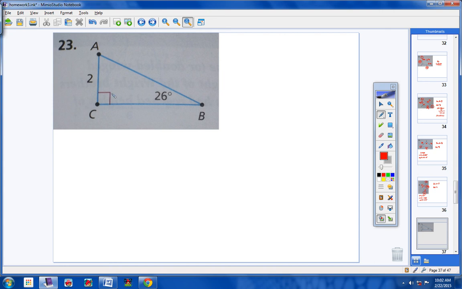So this is 90. 90 plus 26 would be 116. So I need 64 degrees here to give me 180, okay? So measure of angle A equals 64 degrees. Now, students, we know one side, don't we? We're missing this side here, which is what? Across from angle A, so we'll call it little a. And we're missing little c.